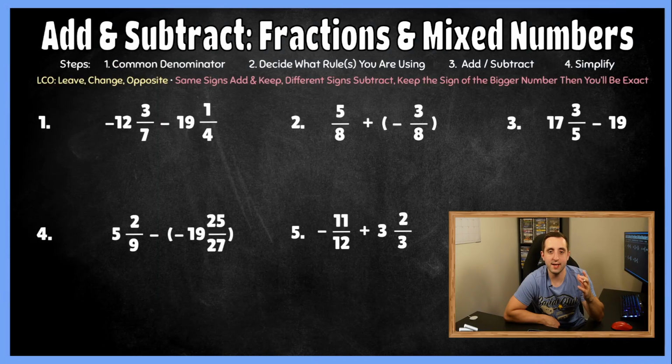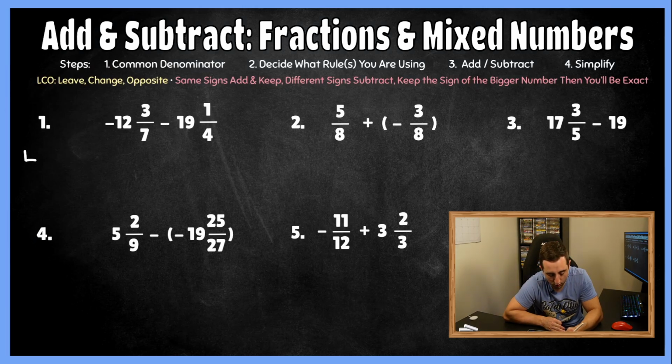Before you can add and subtract any fractions or mixed numbers, they have to have a common denominator, or the same bottom number in the fraction. And in number one, our denominators at the moment are 7 and 4. And the only way to get a common denominator is by utilizing least common multiple. So let's go ahead and find what number 4 and 7 have in common with each other.